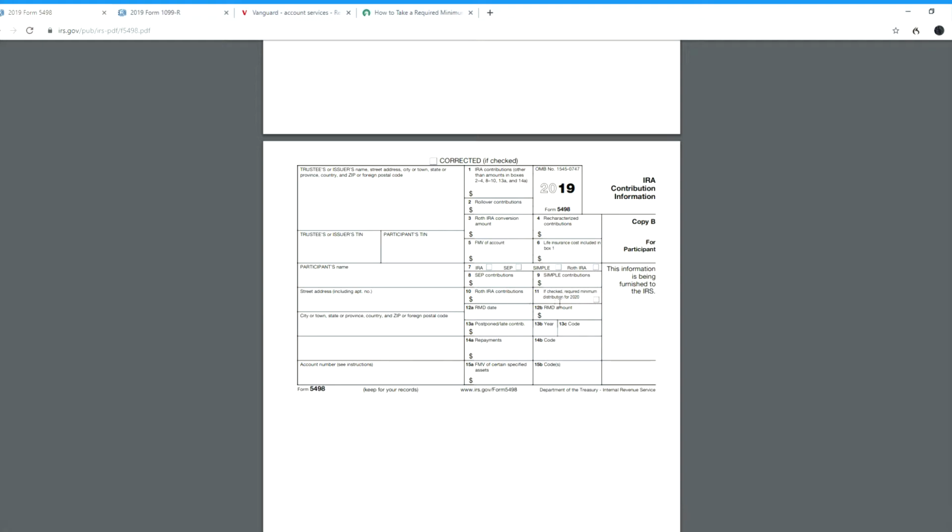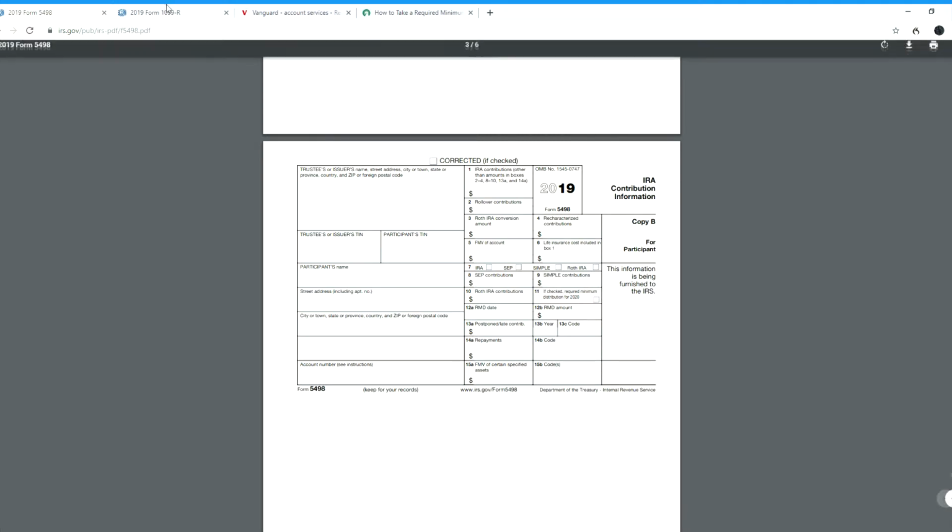Down here, again, you can see the box that says if checked, required minimum distribution for 2020. You can also see the RMD date, which would be provided. That's the date that your RMD would be due. And then finally, probably, for our purposes in this video, the most important box is going to be 12B, the RMD amount. So that's going to appear here, how much money you're going to owe for your required minimum distribution on your IRA. Now that's this particular form.